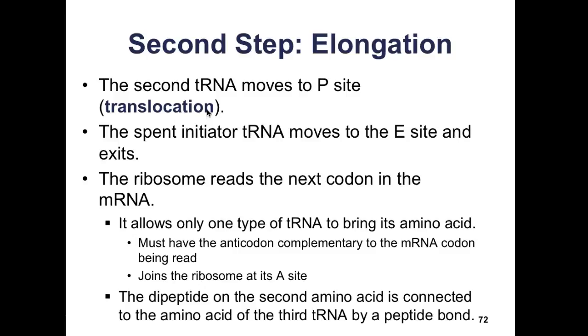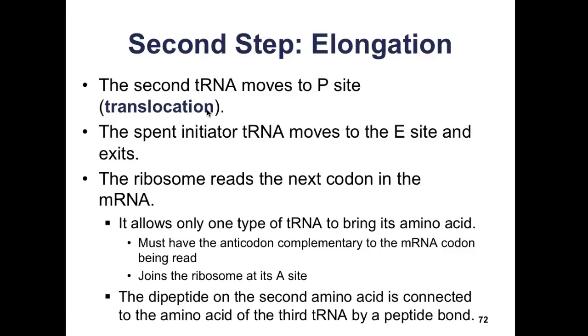The second tRNA moves to the P site, that's translocation, and the spent initiator tRNA moves to the E site and exits. The ribosome reads the next codon of messenger RNA, and this process would continue and continue, and we'd see the building of that polypeptide.